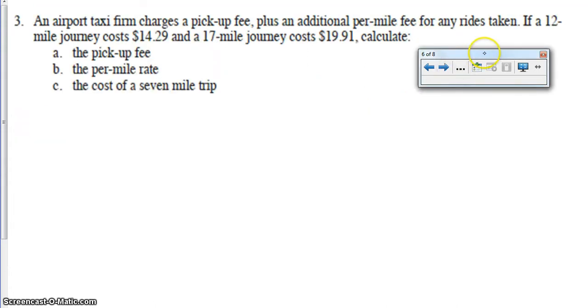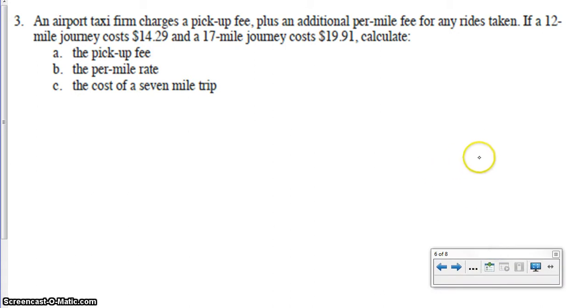All right, so let's take a look at this one. An airport taxi firm charges a pickup fee plus an additional per mile fee for any rides taken. The 12-mile journey costs $14.29 and a 17-mile journey costs $19.91. Calculate the pickup fee, the per mile rate, and the cost of a 7-mile trip. I want you to go ahead and do this one for tomorrow.